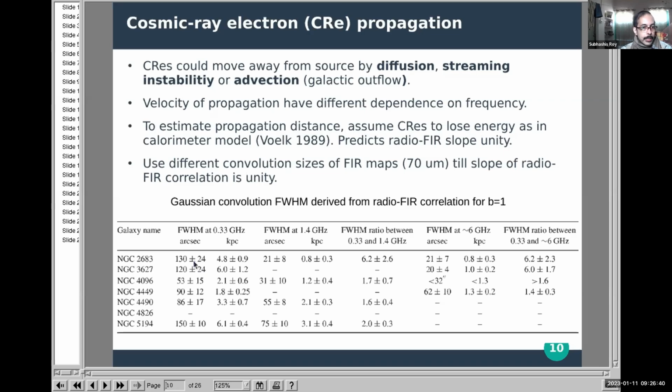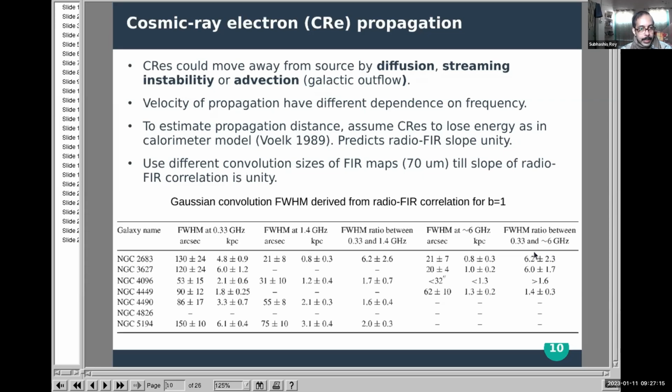Like, 130 plus minus 24, whereas at 1.4 gigahertz it is only about 21 arc-second. So there is a significant difference, but there are still significant uncertainties that we have to acknowledge. Here at 1.4 gigahertz, we are seeing 21 arc-second, and at 6 gigahertz, we don't really see any change. So that's why the full width half maximum ratio is more reliable when you go to a larger frequency step, that is between 0.3 and 6 gigahertz.